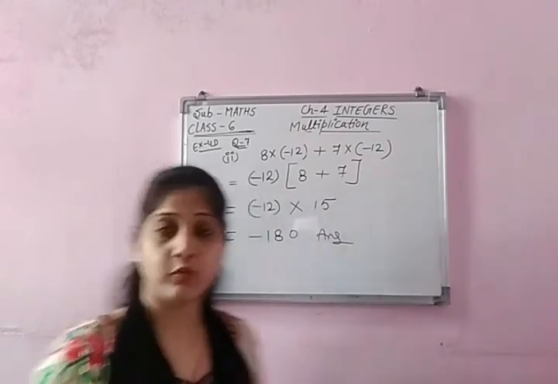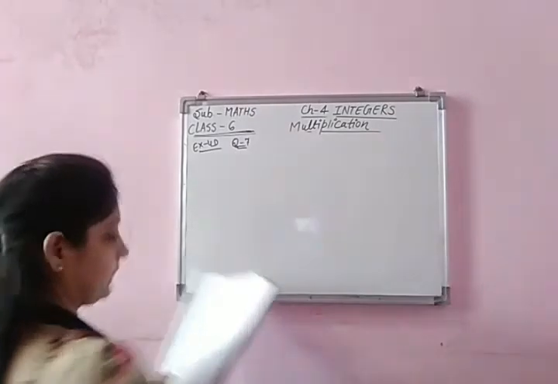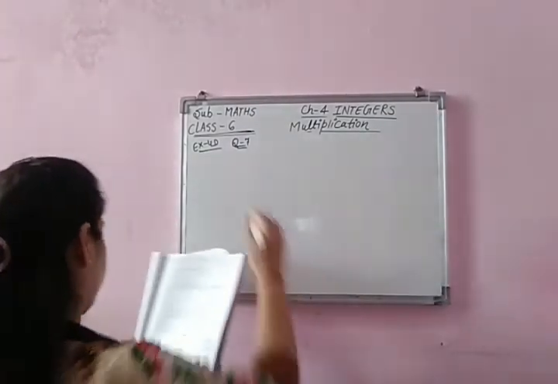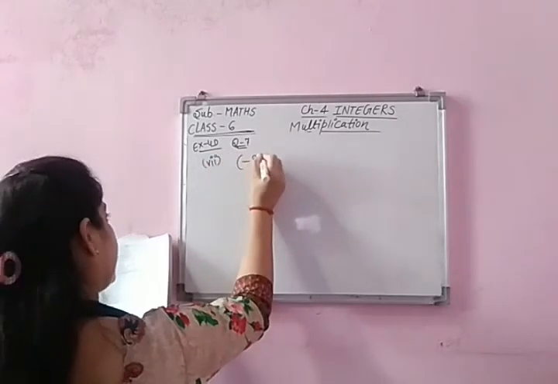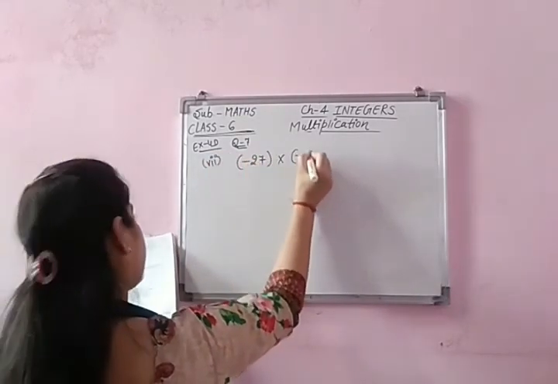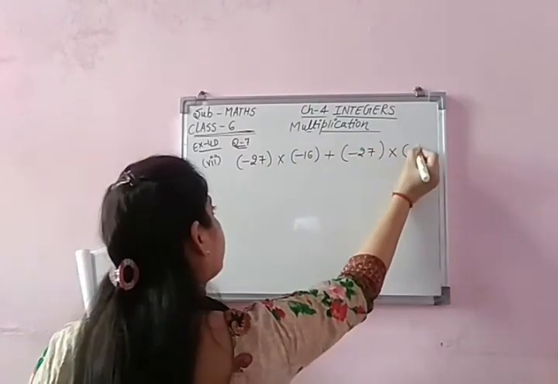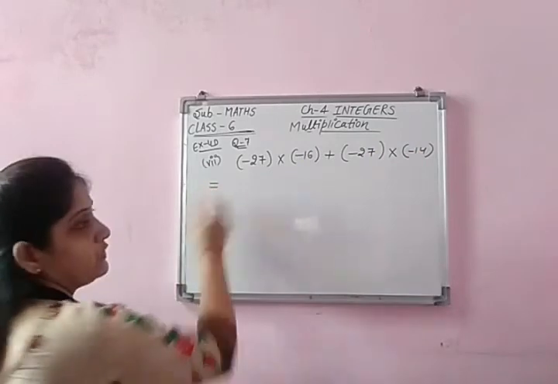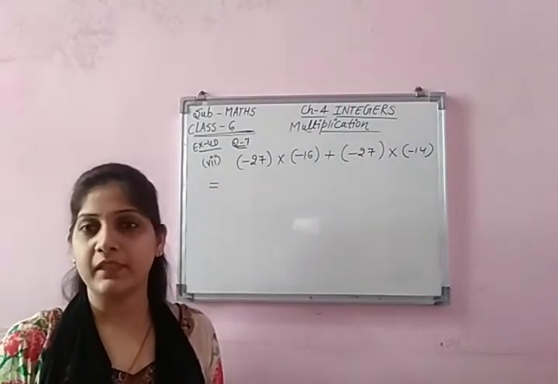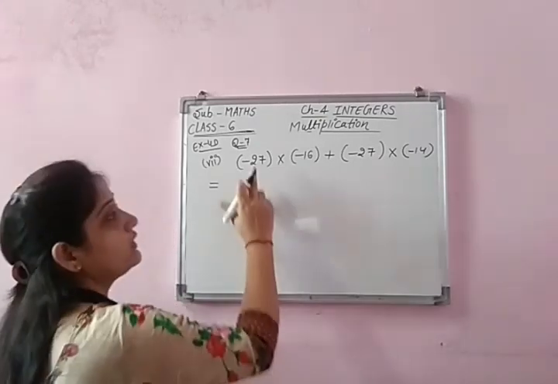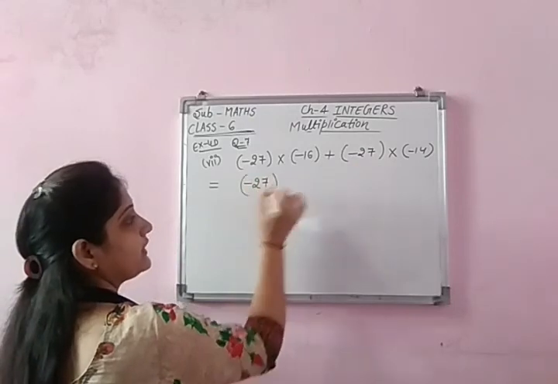Again. One more question. The last one we are doing, 7th. Negative 27 multiplied with negative 16 plus negative 27 multiplied with negative 14. Again check which number comes 2 times. It can be 3 times, it can be 4 times. It depends how many expressions are given to you. So negative 27, negative 27. So I have to write it a single time outside the bracket.